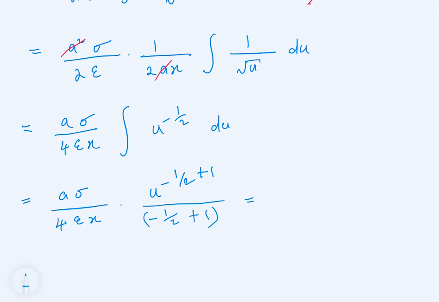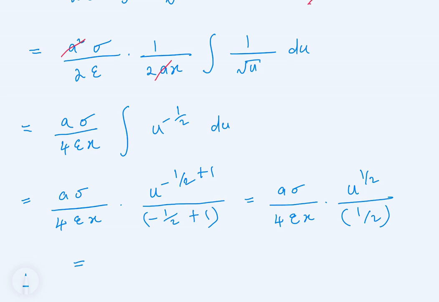So we're going to have a multiplied by sigma here, multiplied by, or let's put this at the bottom. We have 4 multiplied by epsilon multiplied by x multiplied by the following. So we're going to have u to the half multiplied by half. Okay, so it's u to the 1 minus half, which is a half, divided by a half. Okay, and that is equal to the following.